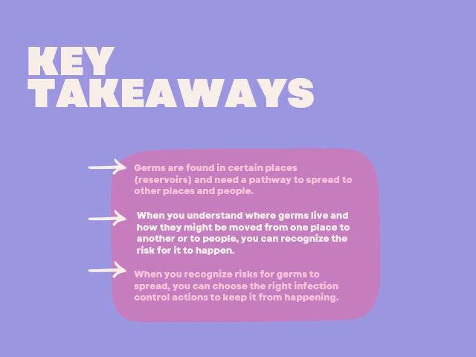When you understand where germs live and how they might be moved from one place to another or to people, you can recognize the risk for it to happen. Everyone, no matter your training or role, can recognize an infection control risk. When you recognize risks for germs to spread, you can choose the right infection control actions to keep it from happening, protecting your patients and yourself.